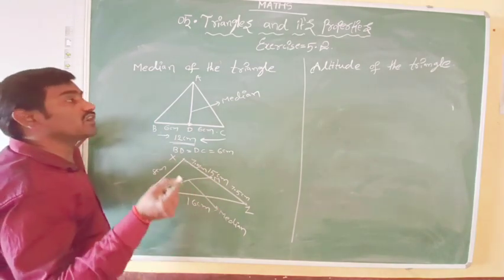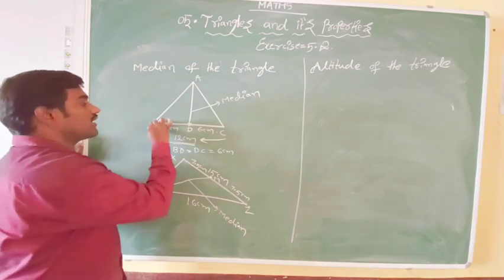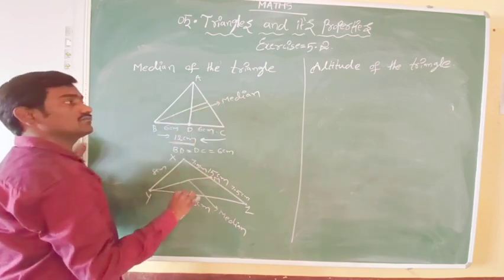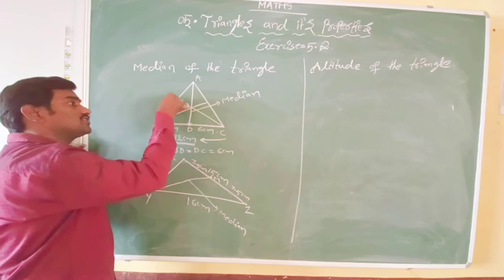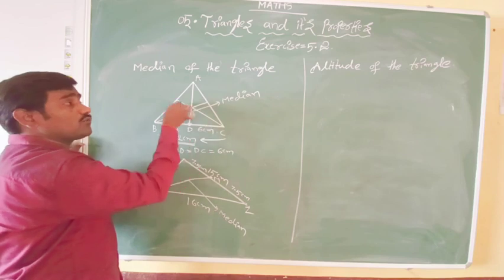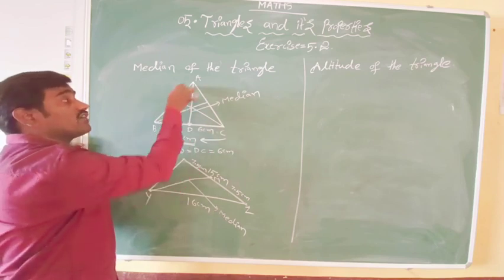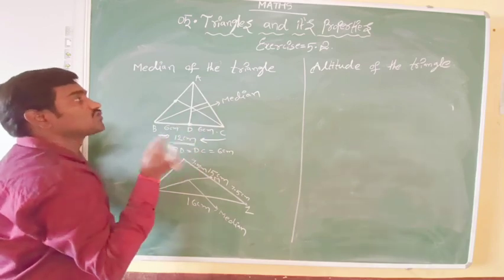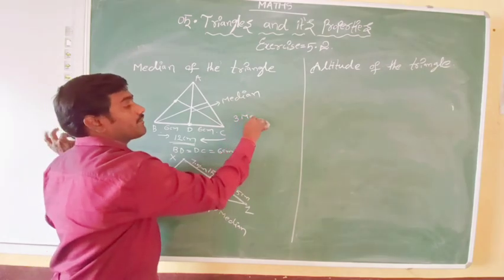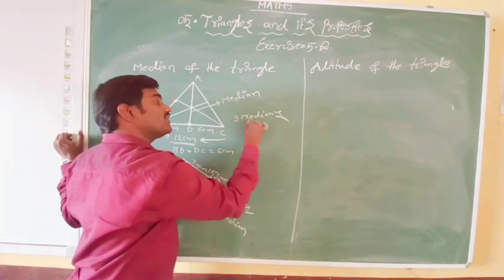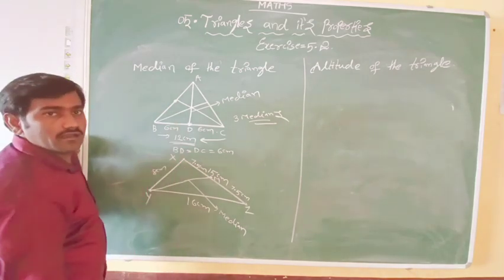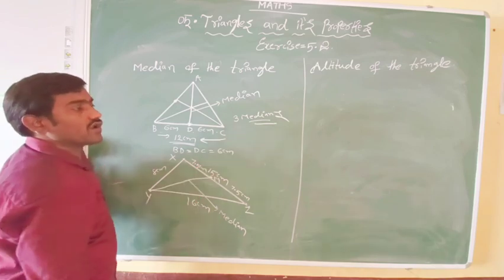So how many medians can we draw in a triangle? We can draw from this vertex, this is the opposite side. From this vertex, this is the opposite side. A line segment from the vertex to the opposite side, exactly half of the total length. If they intersect, that is called median. So we can draw 3 medians in a triangle. Maximum 3 medians we can draw. Remember, only 3 medians.